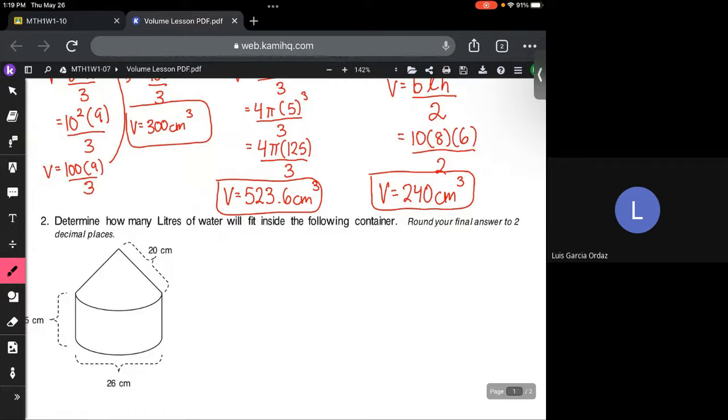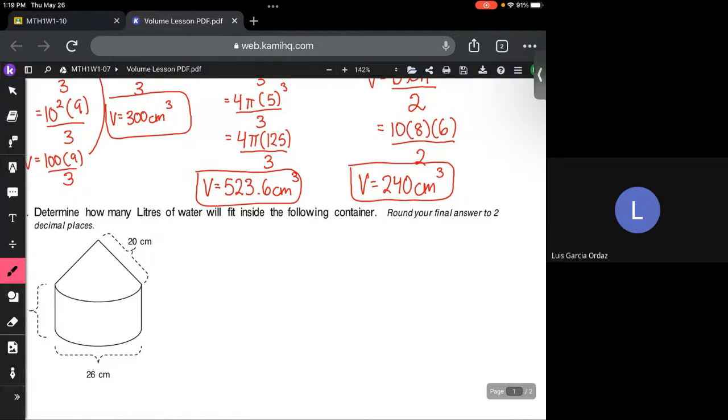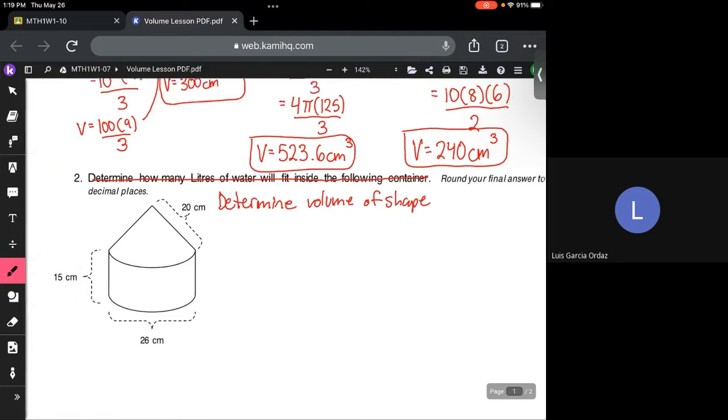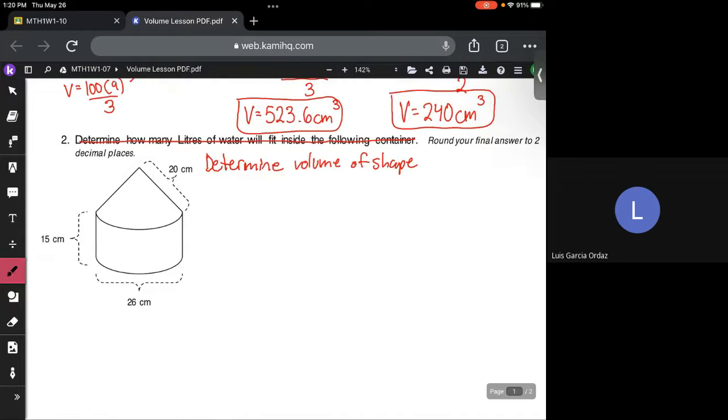All right, next one. So we're not going to determine the amount of liters. We're just going to determine the volume of this shape. So how many shapes do we have in here? What's the first shape if I name this shape 1?